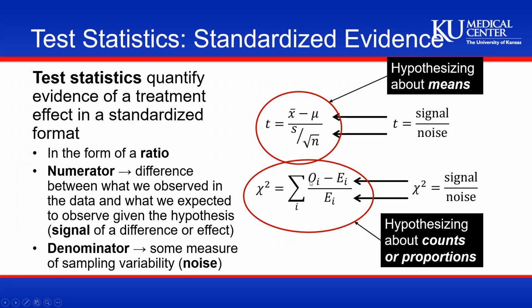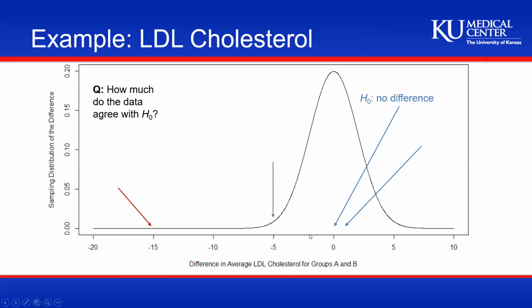But the difference between the observed data and the hypothesized data is the signal, and we standardize it by what's essentially noise. It's like an event rate, if you will. And we'll see that in a moment. But this one operates in the same way. It's a signal to noise ratio. So if it's big enough, then we know that there's evidence of a signal.